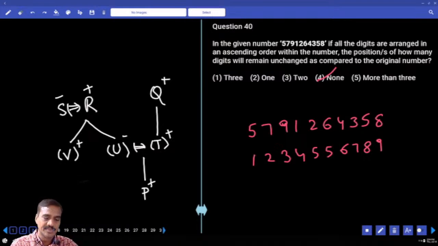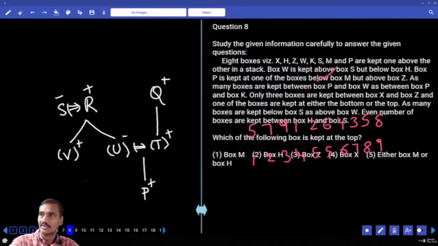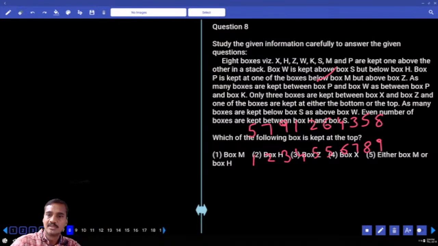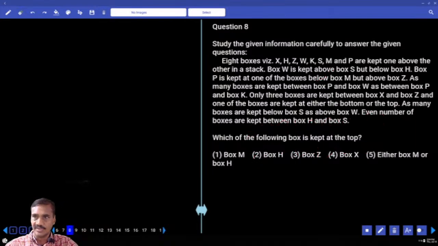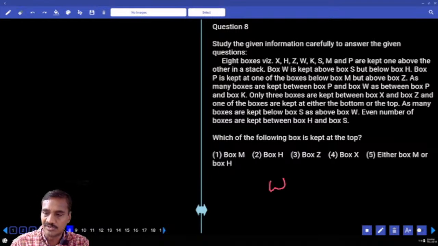Now earlier we left one more set. Now do the boxes, question numbers 8 to 12. Now in this 8 to 12, we must start with 8 to 12. Now here 8 boxes were there. They were stacked one above the other. And W is kept above S but below H. W is above what? Above S and below H.